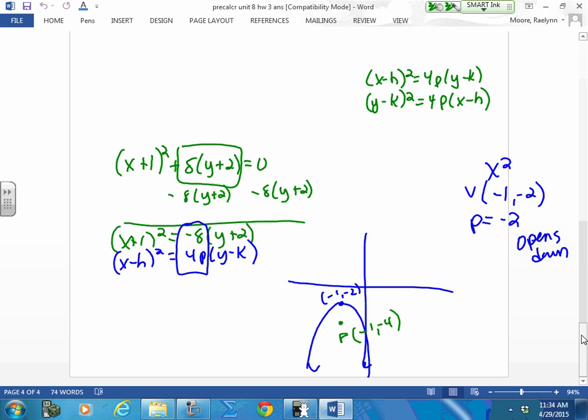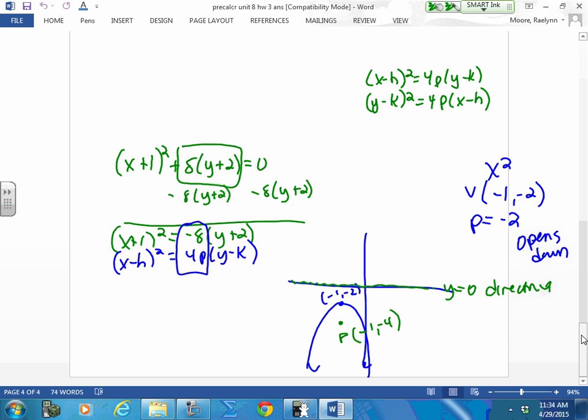My directrix is going to move in the opposite direction. Notice I'm changing the y, so I'm going to get a y equals line. If I move up from -2 two places, I'm right here. This is my y equals 0. This is my directrix. My directrix cannot pass through my parabola.